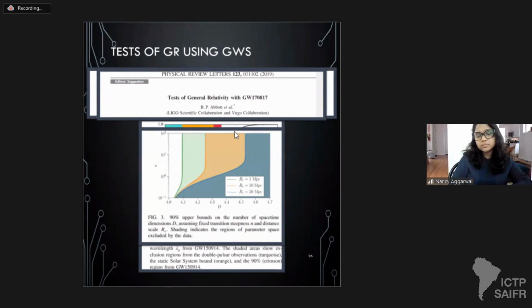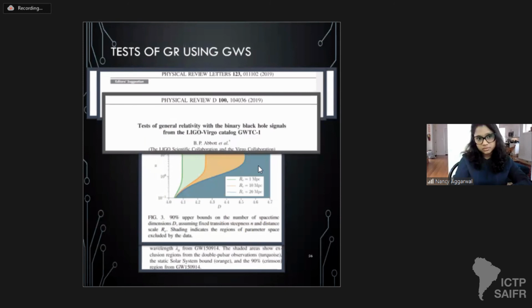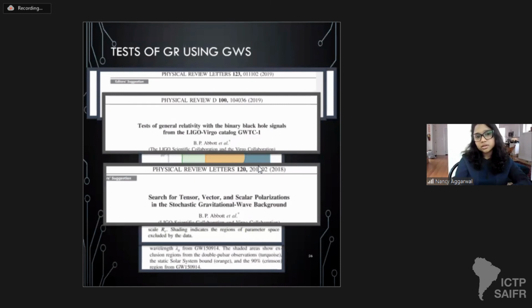So again, in this, we've been able to put upper limits on the dimensions, and we can see that the upper limit is quite strong. There's not that much scope for dimensions above, depending on how big an RC you allow in your model. And then there have been also other interesting limits by combining all the black hole signals. And another interesting limit that has been put is on other theories of gravitation than GR, like the tensor, vector, scalar modes of gravitational wave polarizations.